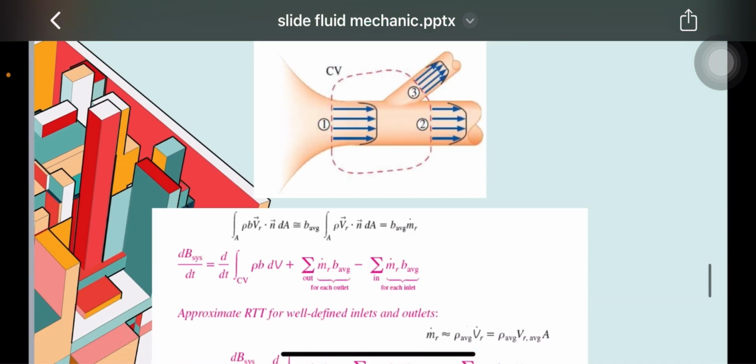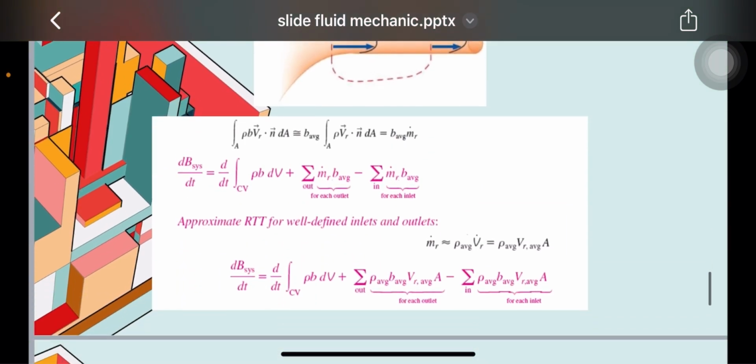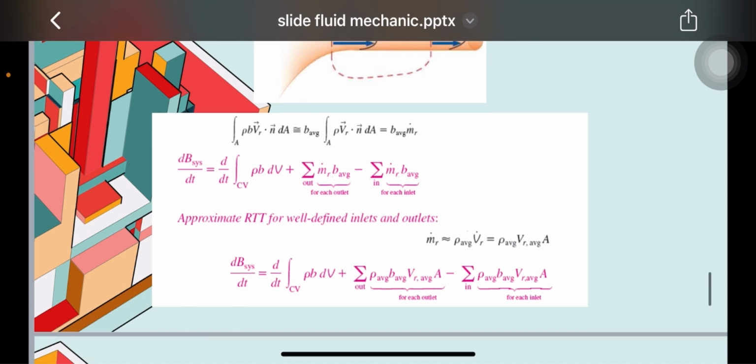Okay, the next page. For a control volume with well-defined inlet and outlet, we focus on the transport of a property such as mass, momentum, or energy across the control surface, which consists of the inlet and outlet boundaries. In this case, the control surface is typically fixed, and we can treat the flow as steady or unsteady depending on the problem.